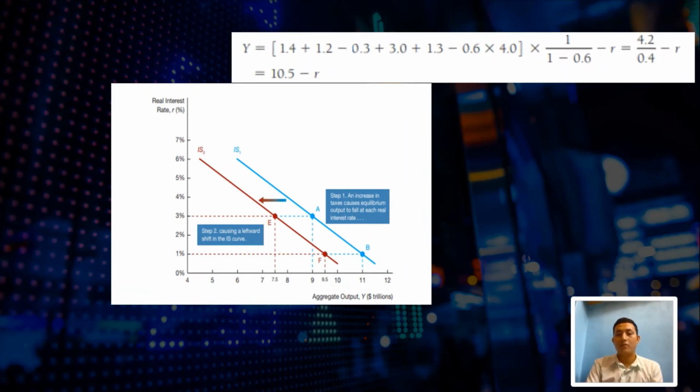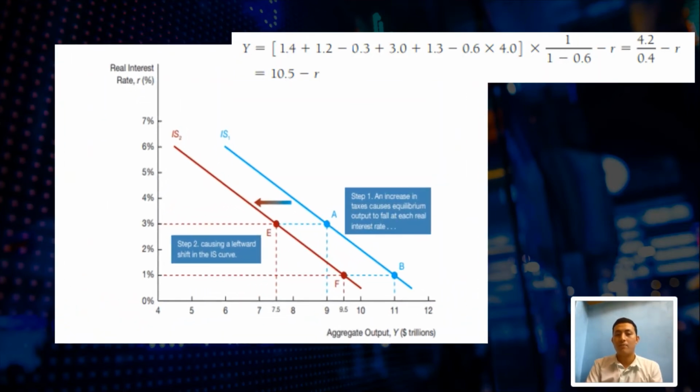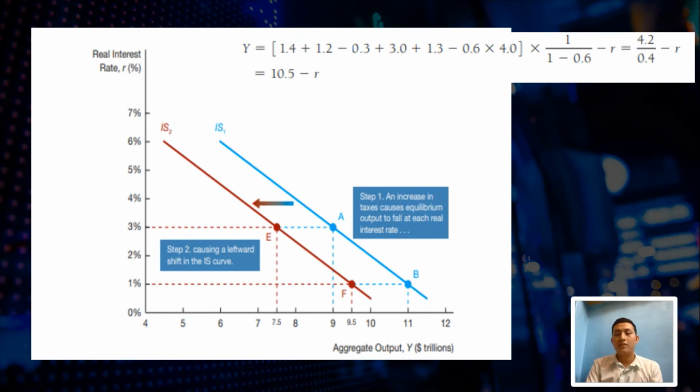At a real interest rate of 3%, equilibrium output is 10.5 minus 3, to come up with $7.5 trillion, which we mark as point E in figure 4. At this real interest rate, equilibrium output has decreased from point A to point E, as shown by the leftward arrow. Similarly, at a real interest rate of 1%, equilibrium output has decreased to 10.5 minus 1, to come up with $9.5 trillion, causing a leftward shift from point B to point F. The IS curve shifts to the left from IS-1 to IS-2 because of the increase in taxes.